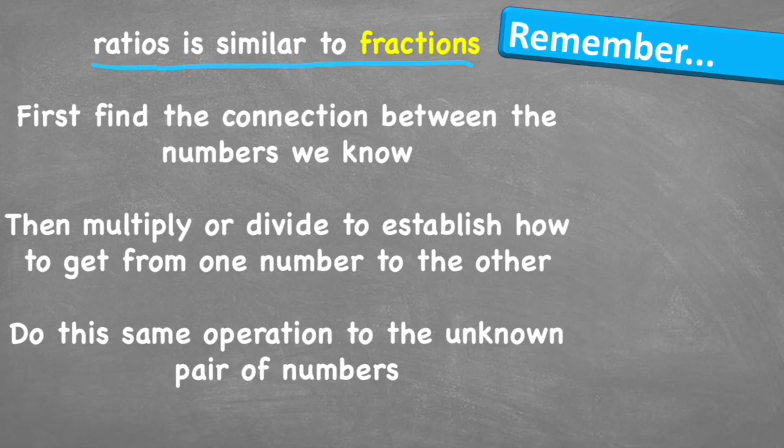Ratios are similar to fractions. First, find the connection between the numbers we know, whether it's the first or the second digit of the ratio. Then we're going to use multiplication or division to establish how to get from one number to the other. And then we're going to use this same operation to the unknown pairs of our ratios.